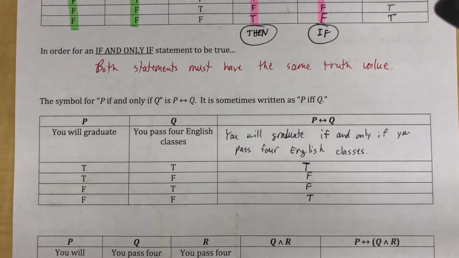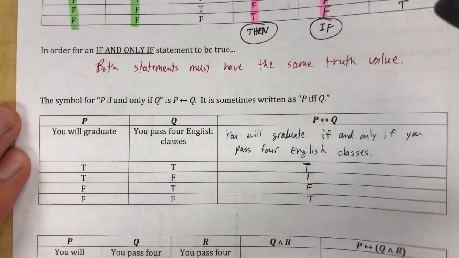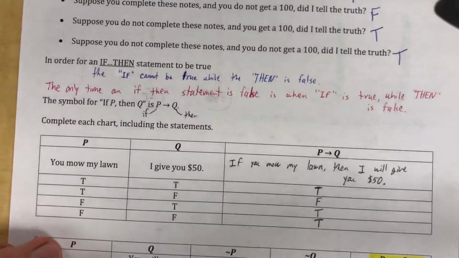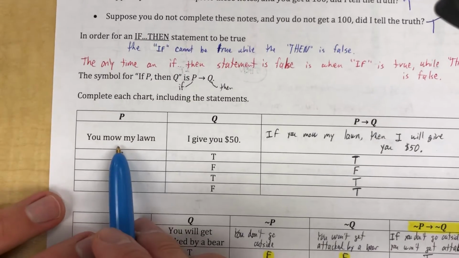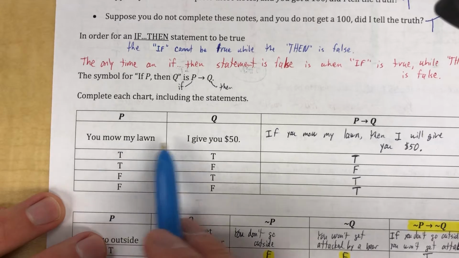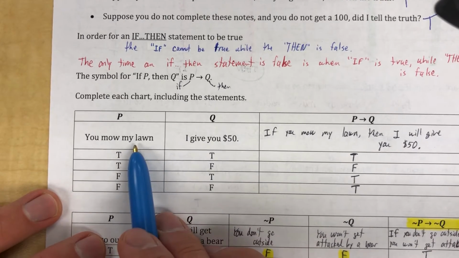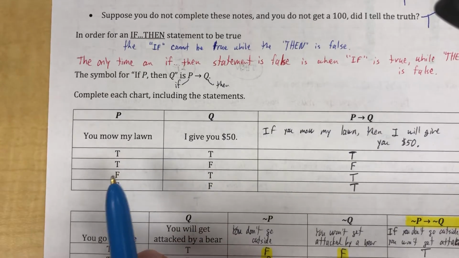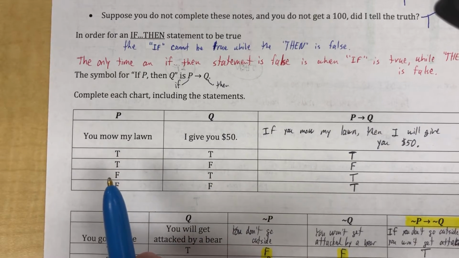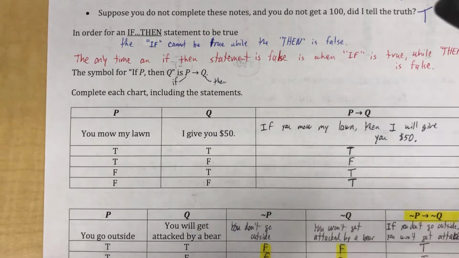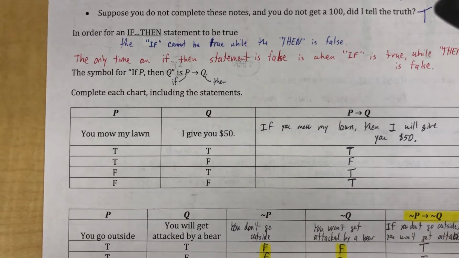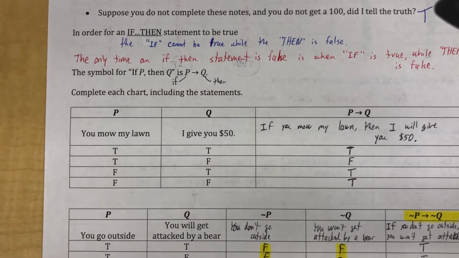So let's go back to the beginning of these notes. If I was to say, if you mow my lawn, if and only if I give you $50, or I'll give you $50 if and only if you mow my lawn. That means I will never give you $50 unless you've mowed my lawn. You could wash my car, I won't give you $50. You could paint my house, I won't give you $50. The only time I'll ever give you $50 is if you mow my lawn. That is the only time.